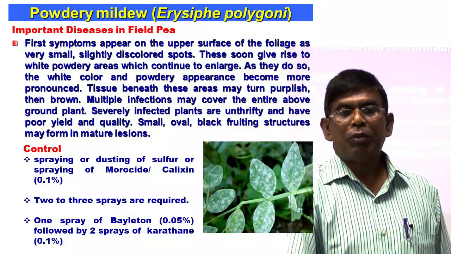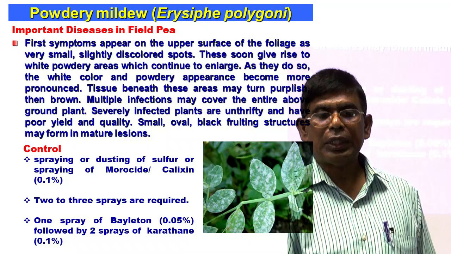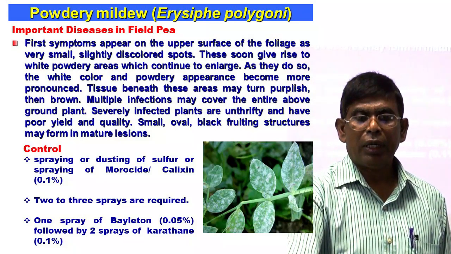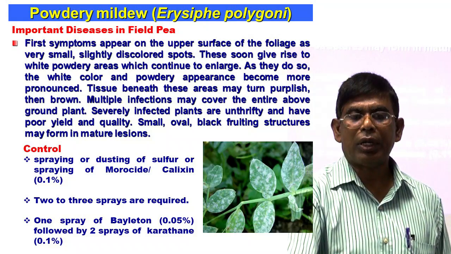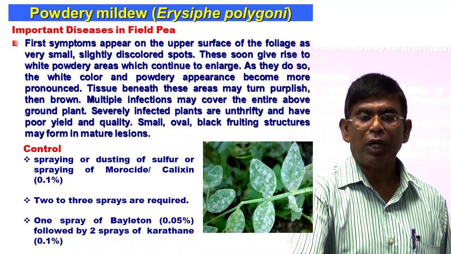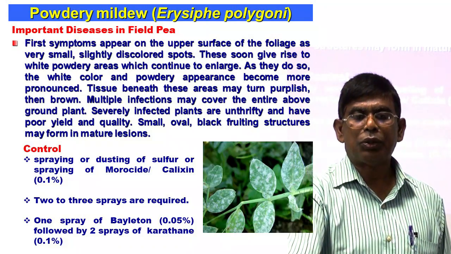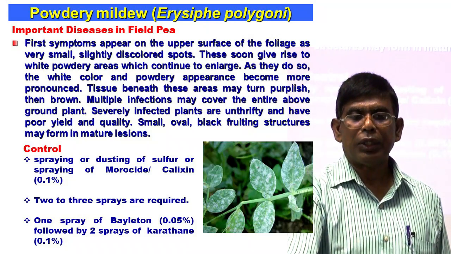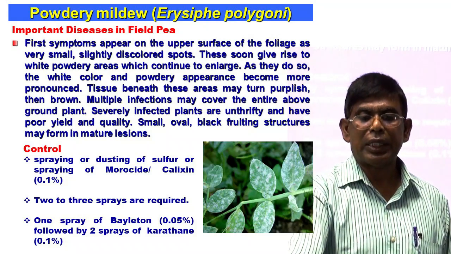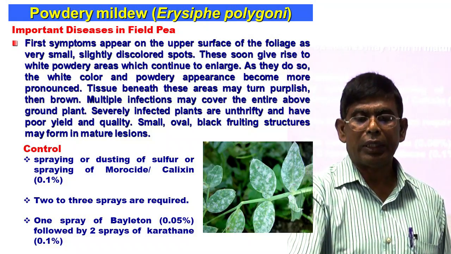Then coming to some important diseases in field pea. First important disease is powdery mildew. Its first symptoms appear on the upper surface of the foliage as very small, slightly discolored spots. These soon give rise to white powdery areas which continue to enlarge. In severe cases, it will be responsible for poor yield and quality.